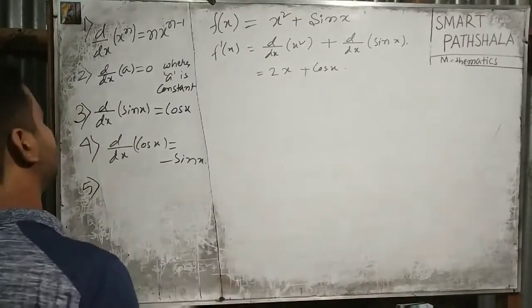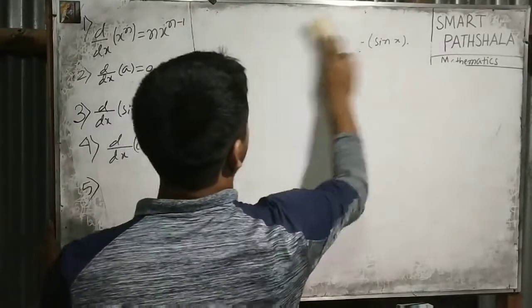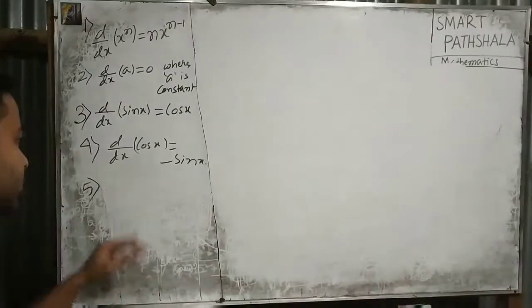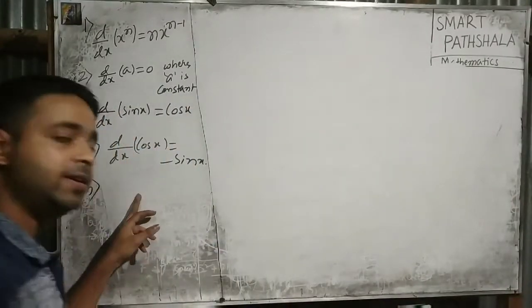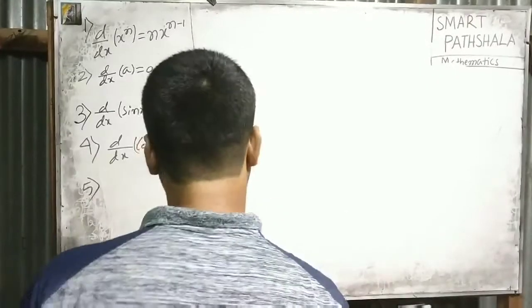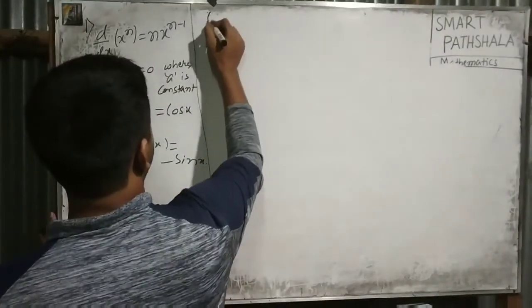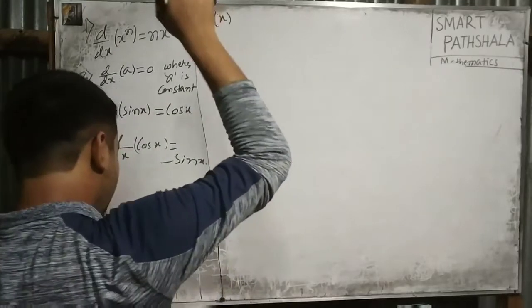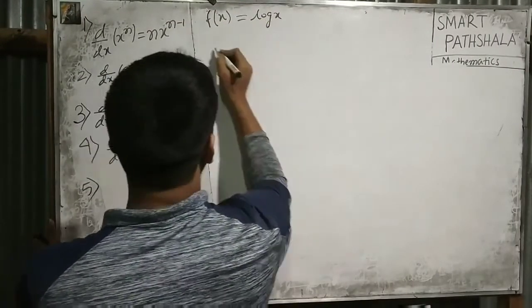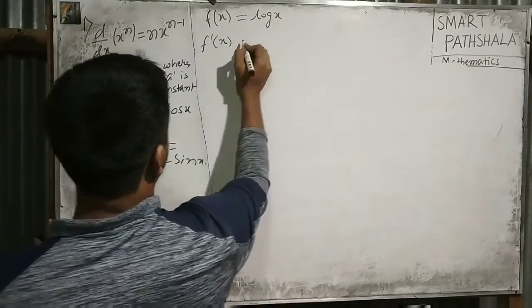In this way, we are going to solve the problems. The most important thing in this session is that you note down the formulas. These are the very basic formulas you need to memorize. The next formula we are going to come to is, suppose we have a function f of x equal to log of x. Now we have to calculate f dash x.